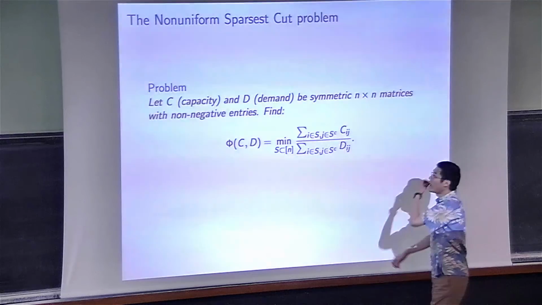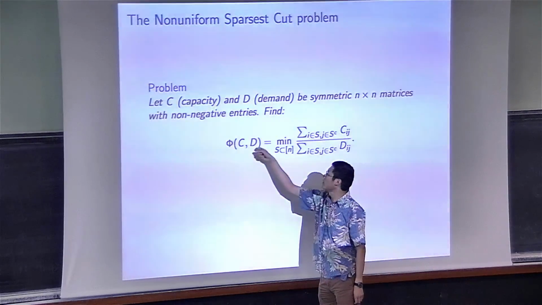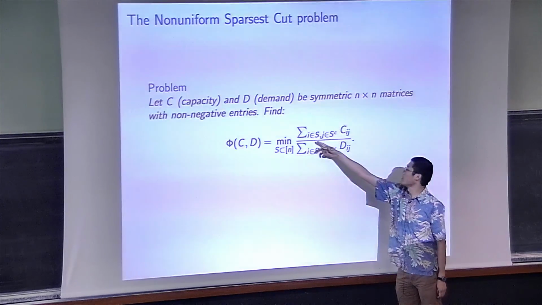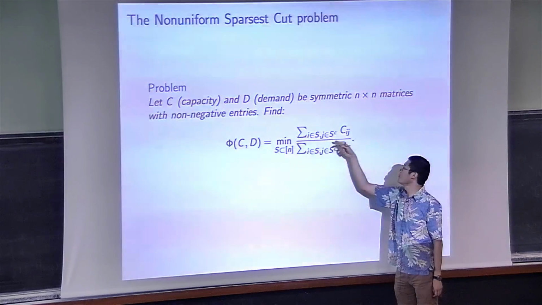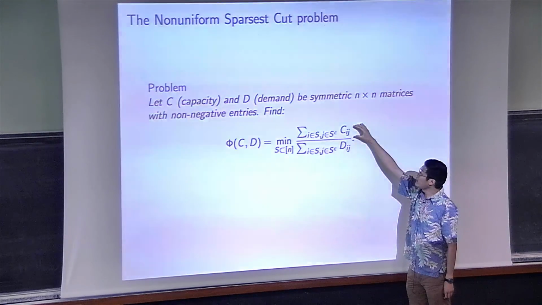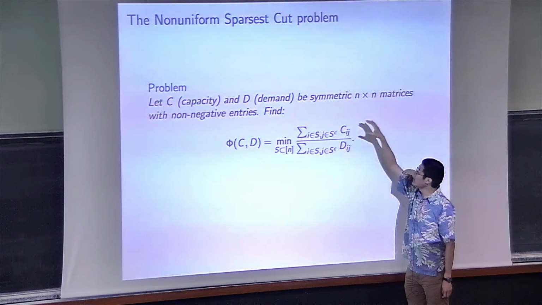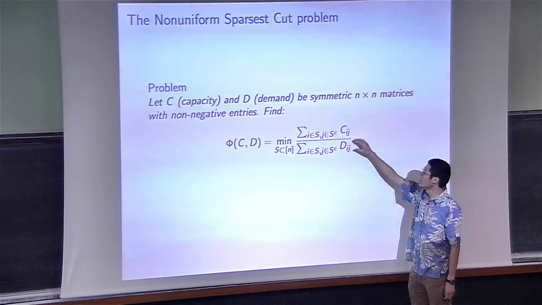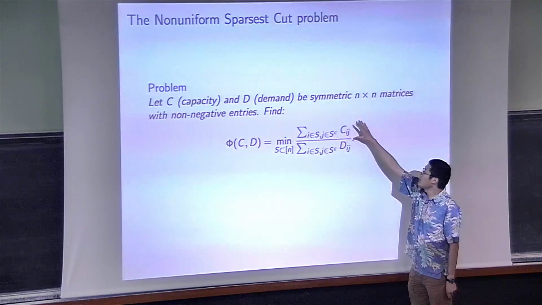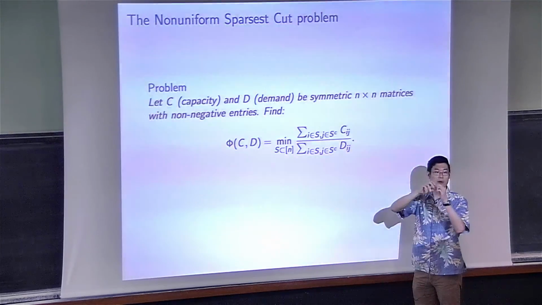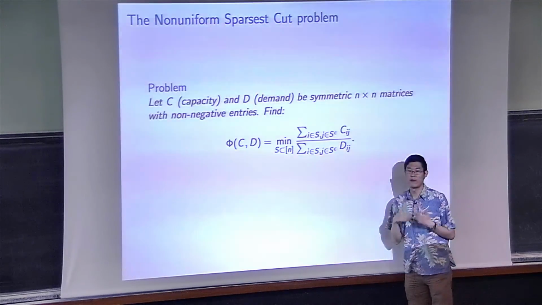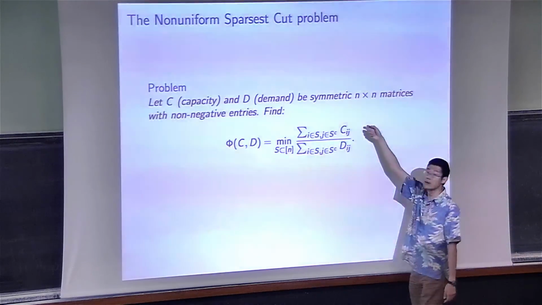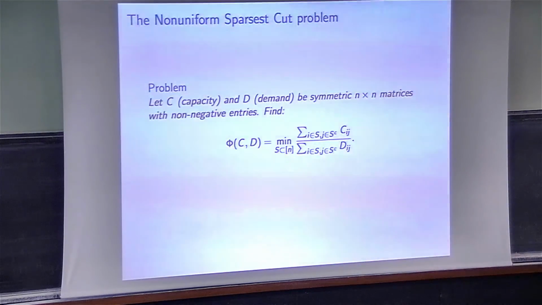So now, this is a problem where the input is two matrices, C and D, the capacity and the demand, and you want to minimize, again, the sparsity of a cut, where now our cuts are subsets of the rows and columns, and the sparsity of a cut is given by the ratio of the total capacity across your cut divided by the total demand across your cut. Basically, you can think of C_ij as roughly how difficult it is to separate vertices i and j, and D_ij is roughly how much you want to separate vertices i and j. So you want to maximize the demands and minimize the capacities. Is this okay?